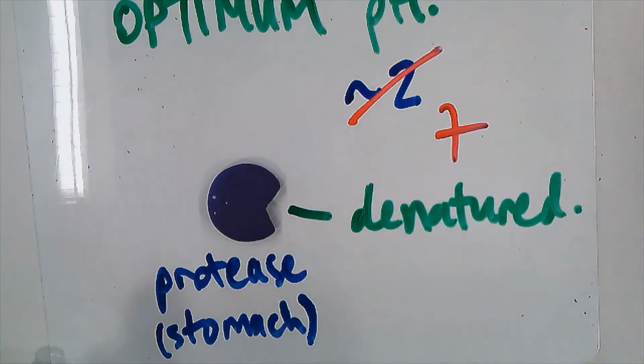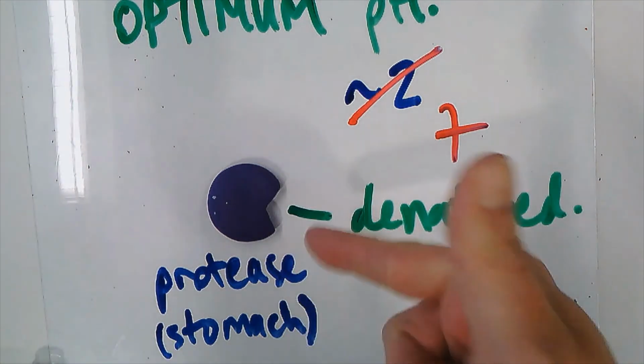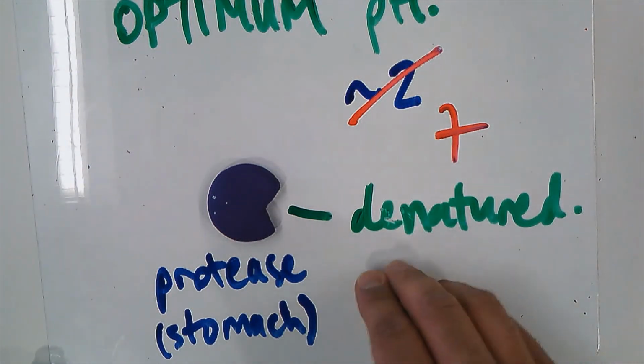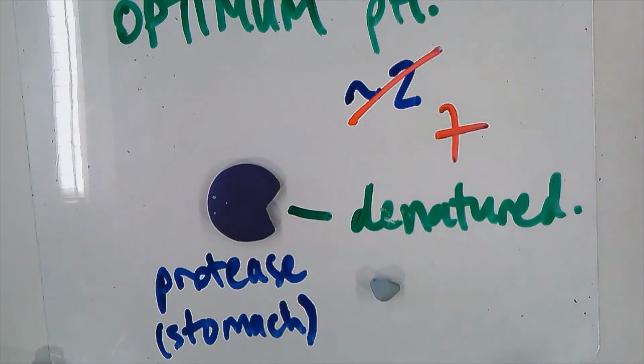Again, with denaturing, the active site changes shape. The substrate no longer fits. So the substrate again is unhappy. Because it can't fit, it can't be broken down by the enzyme anymore.